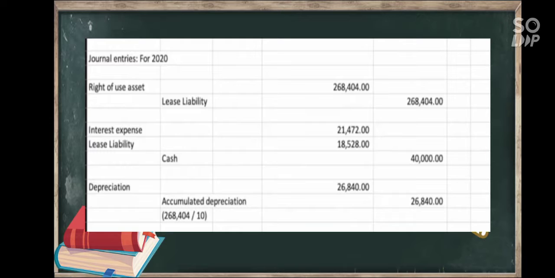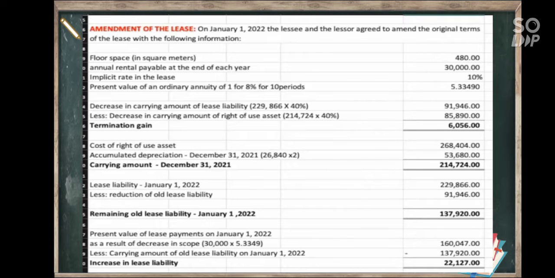Giunsa siya pagkuha ang 268,404 na right of use asset, gidivide siya for the period of 10 years as stated in the problem. So, ari na ta sa amendment of the lease.